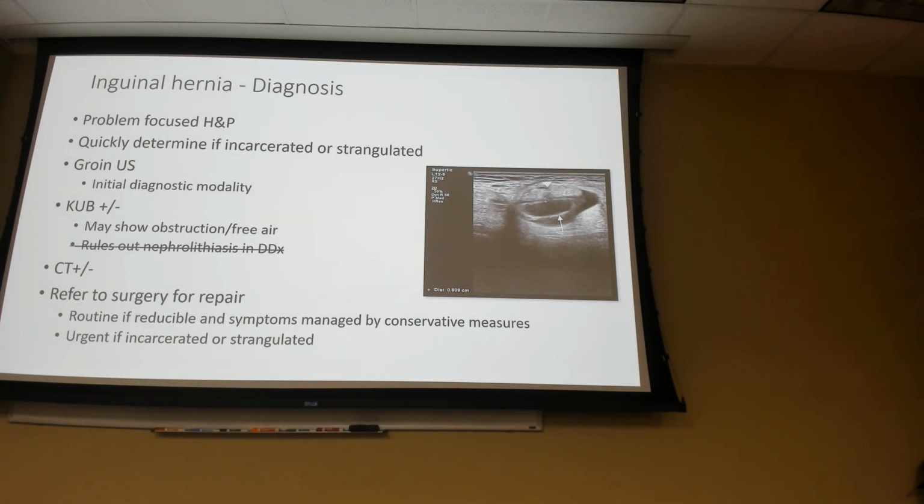And then how do we diagnose it? Obviously, our physical exam is important. History is also important. What sort of activities cause them to have symptoms? If it's incarcerated, it's usually pretty easy on exam. Okay, there's some sort of palpable bulge there, but when it's not, then we need to get our groin ultrasound. If we determine it's incarcerated and we can't reduce it, we need to call the surgeon and get them to surgery. If that isn't the case, then we need to start with our groin ultrasound.